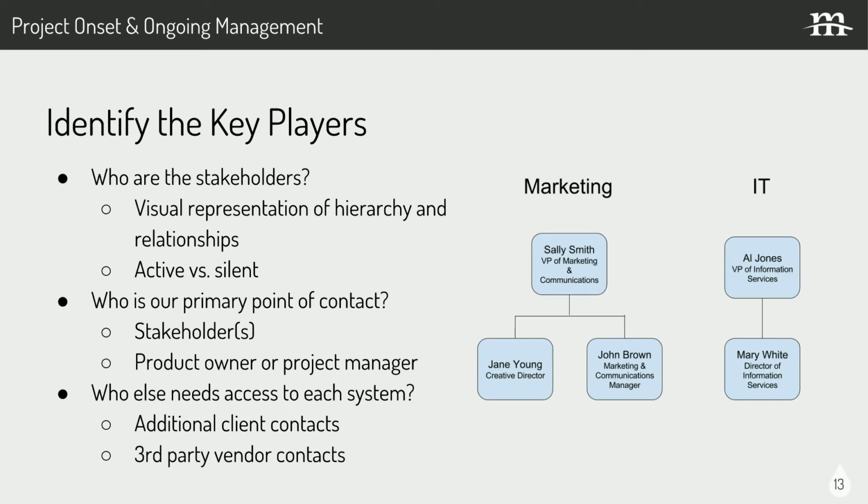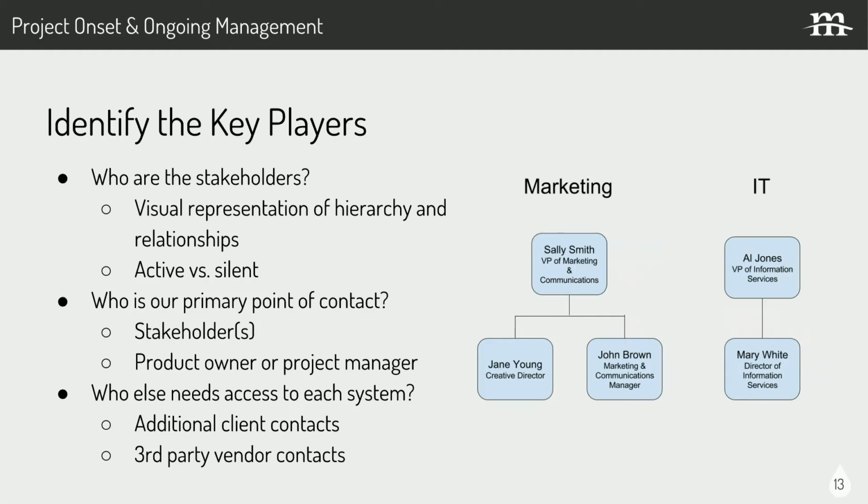We can also identify the difference between active and silent stakeholders. Active stakeholders are present on regular calls and emails and are actively engaged in the project. Silent stakeholders, by contrast, may be higher-level executives who appoint other stakeholders to speak for them. It's important to note that silent stakeholders should still be included on communications unless they have expressly stated they're only to be contacted in certain circumstances.